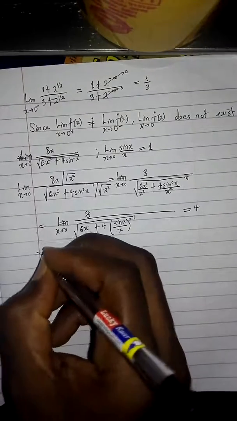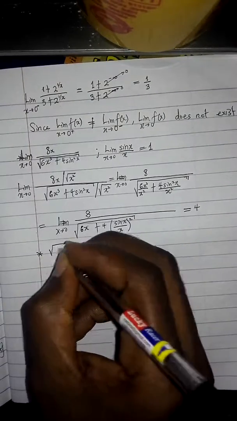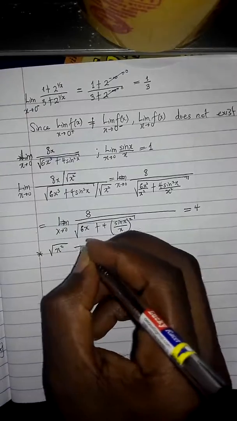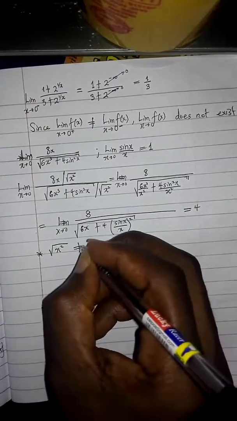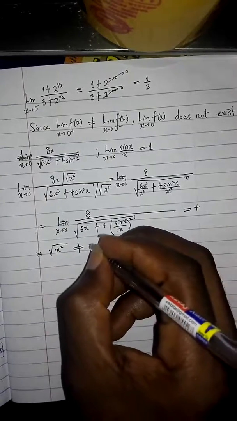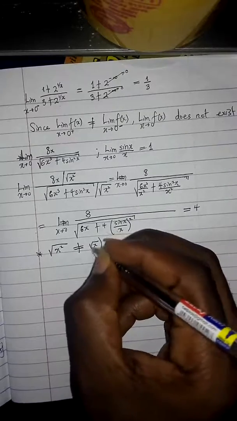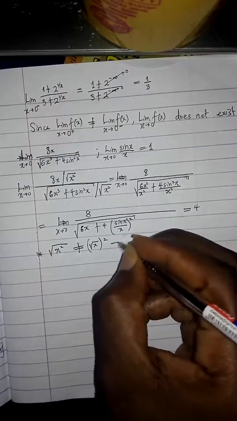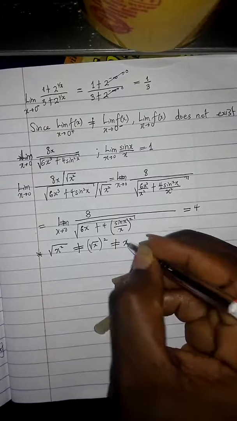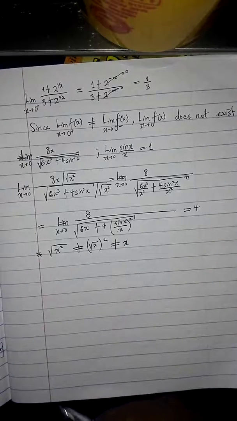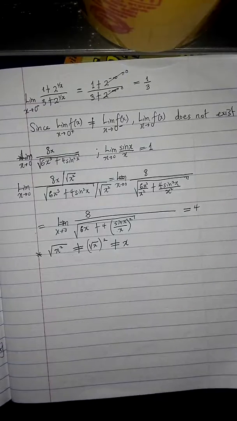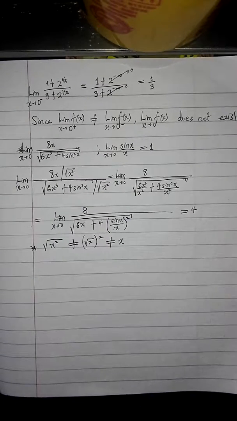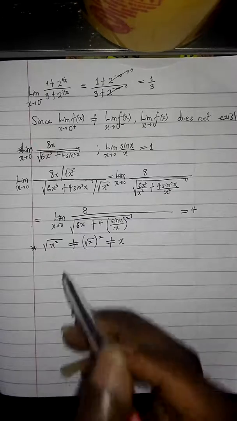It is the fact that the square root of x squared is not the same thing as the square root of x all squared, and it is not x. They will only be the same if x is positive, that is, if x is some number greater than 0. Why are we saying this?